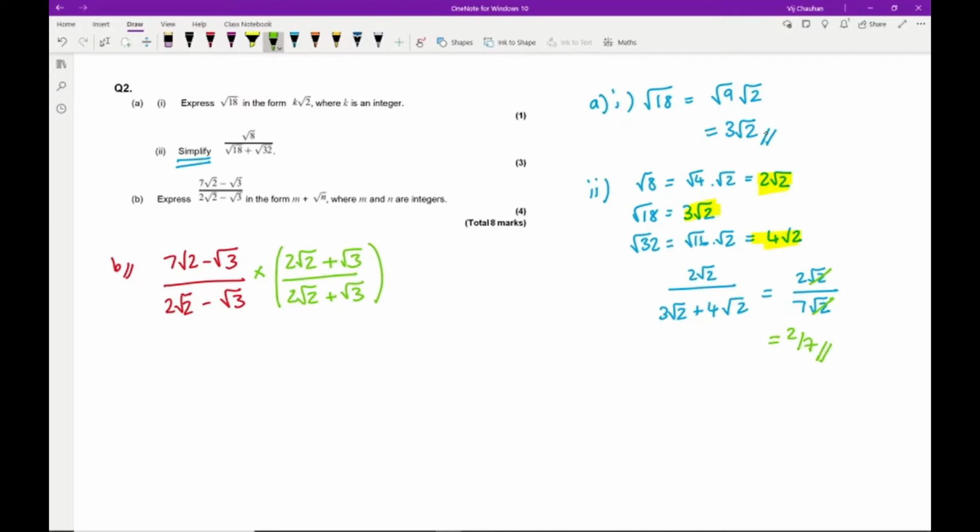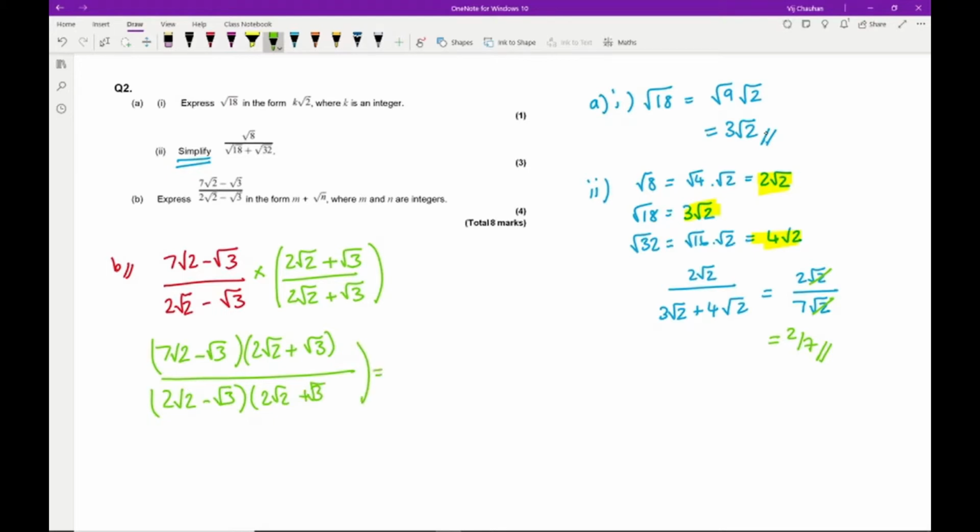The next thing we then need to do is multiply this out. Now this is not the nicest, but we can go through it. So here we've got 7 over 2 root 2 minus root 3, and I've got 2 root 2 plus root 3 over 2 root 2 plus root 3, and then we can work this out.